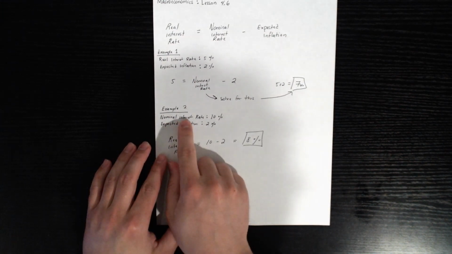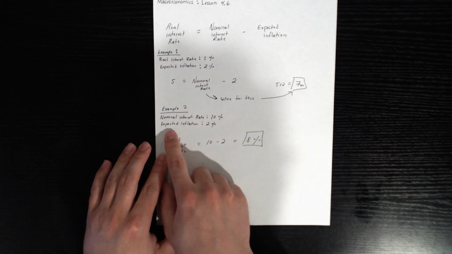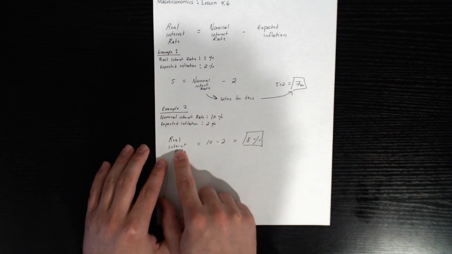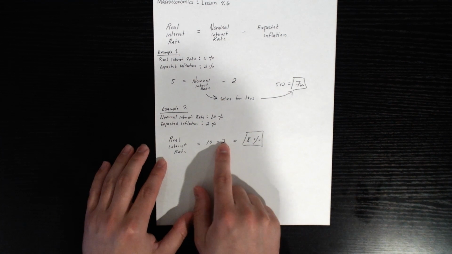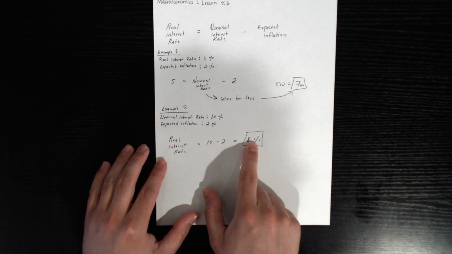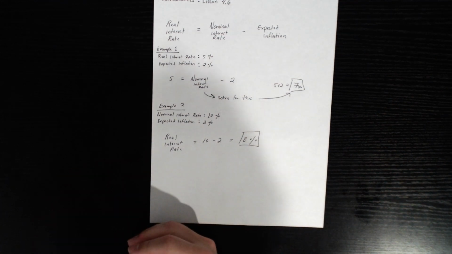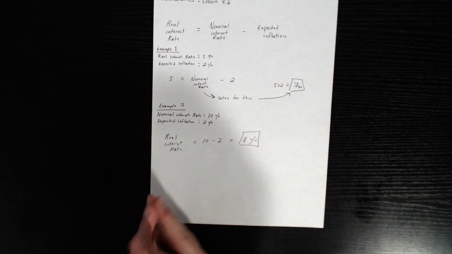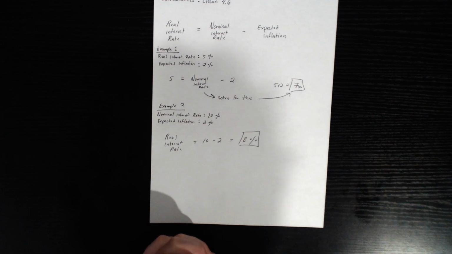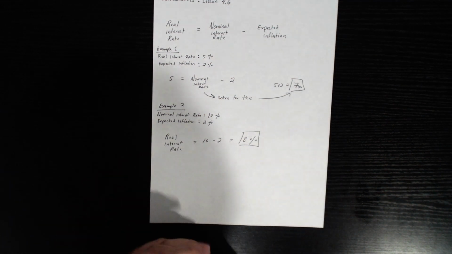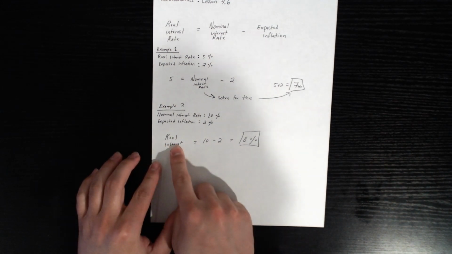In this example, the nominal interest rate is 10%. Expected inflation is 2%. So what's the real interest rate? That will be 10 minus 2. That gives us a real interest rate of 8%. The real interest rate being the rate of return adjusted for inflation, and the nominal interest rate being not adjusted for inflation. So here we're trying to adjust for inflation to get the real interest rate.